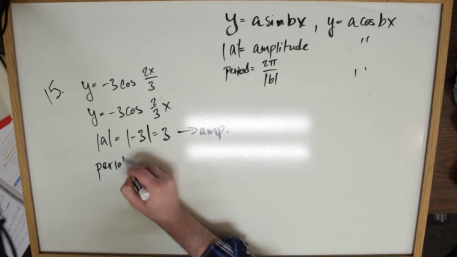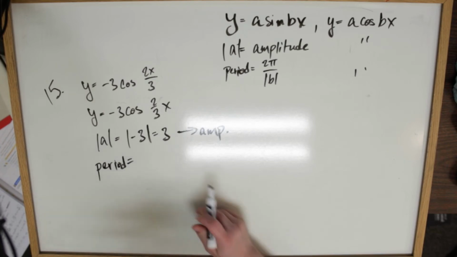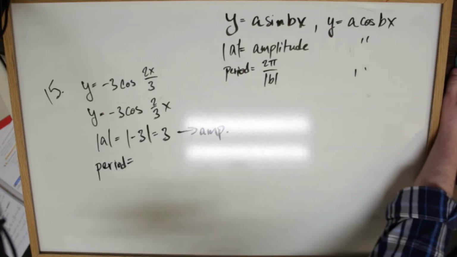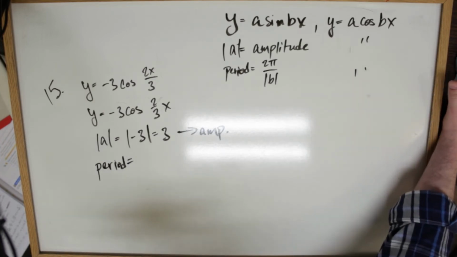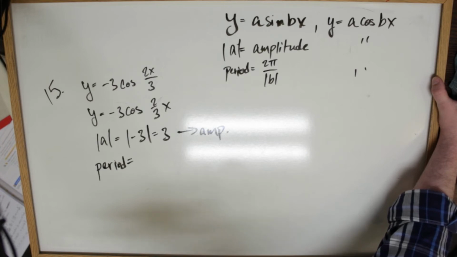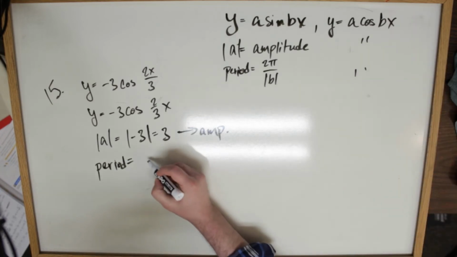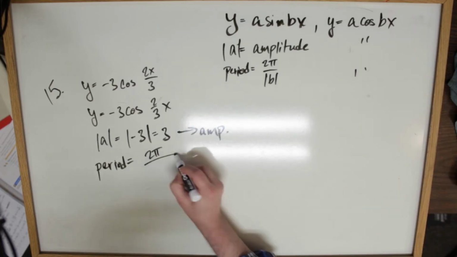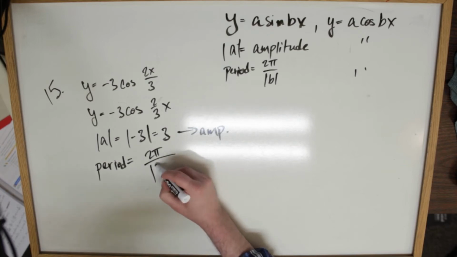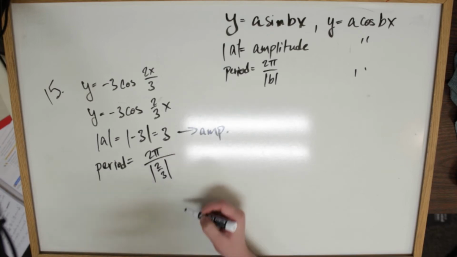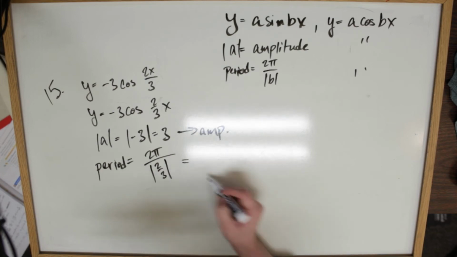I guarantee you this is going to happen. Somebody's going to do this in this class. They're going to say, oh, the period, it's just 2/3. That's all it is. It is not 2/3. Okay, the period uses 2/3 to determine that value. So you have to substitute in absolute 2/3. Okay, and then we'll go ahead and solve that.